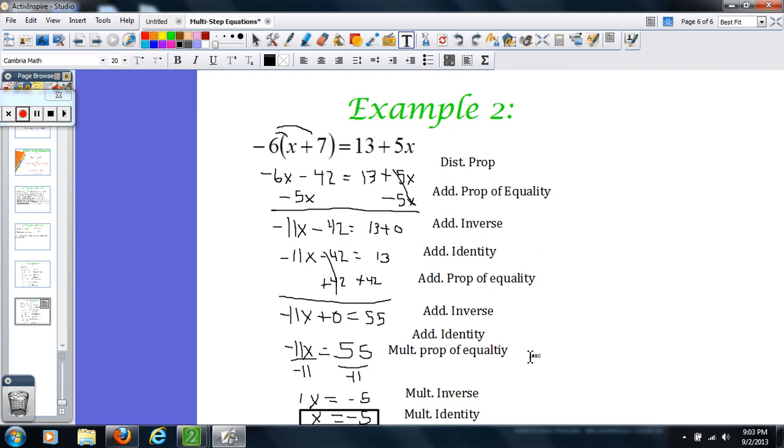And you notice that on these ones, they're longer, so there's a lot more steps that you have to justify. But it's using the exact same properties that we've been using in the first 2 days of practicing this material.